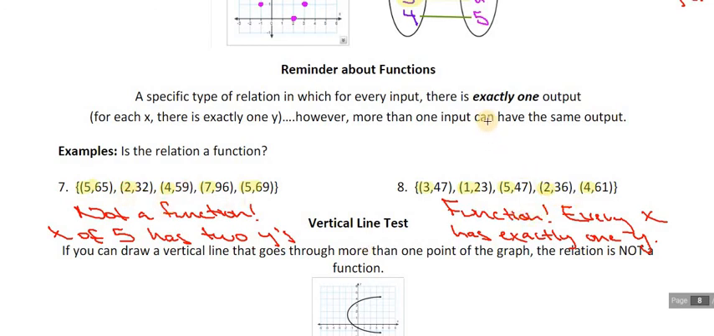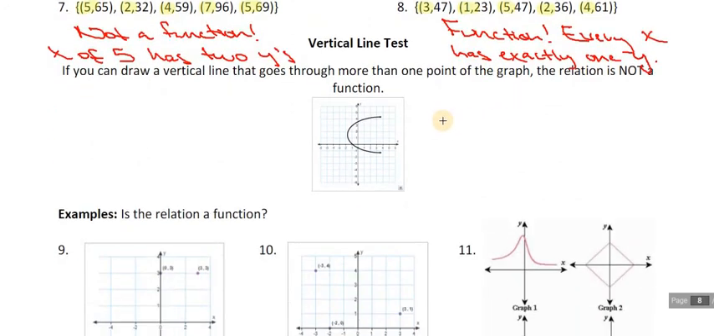All right, and one final thing is the vertical line test. And the vertical line test is a visual way that we can determine whether or not we have a function. And here's what we do. If we can draw a vertical line that goes through more than one point, then our relation is not a function.